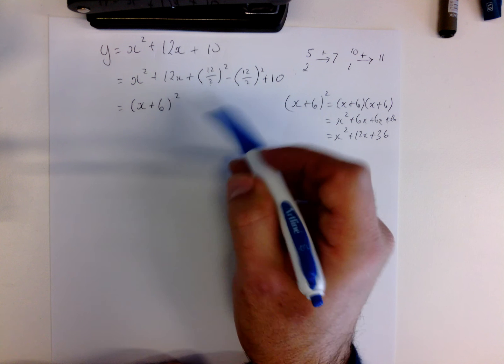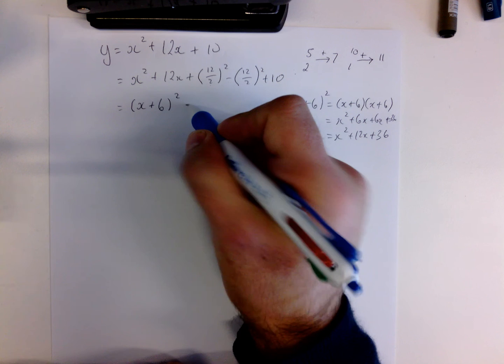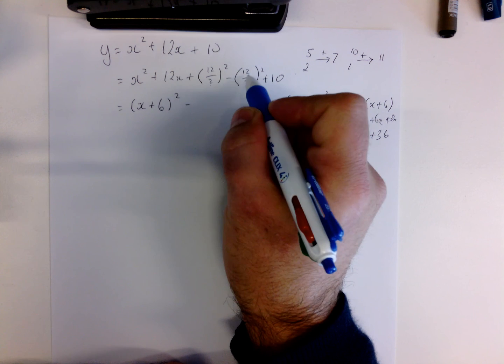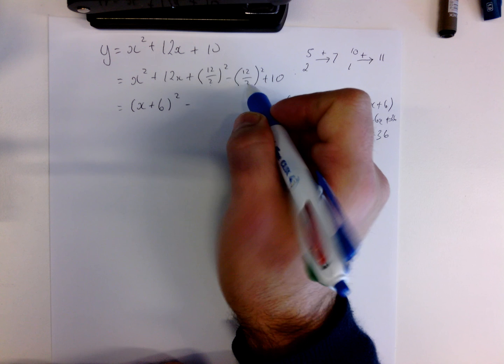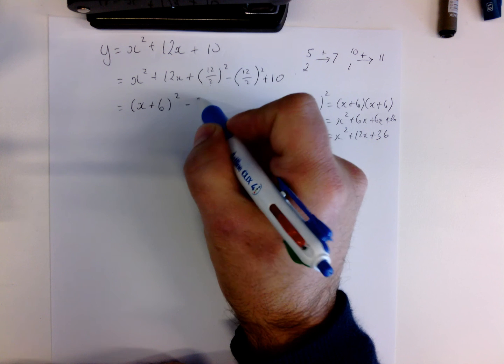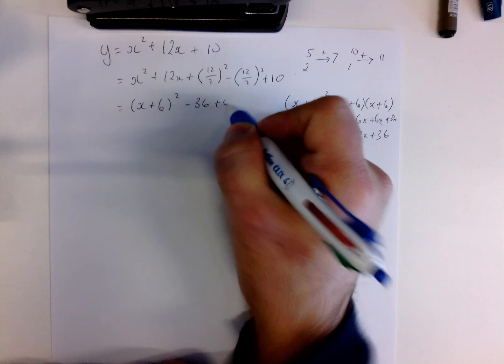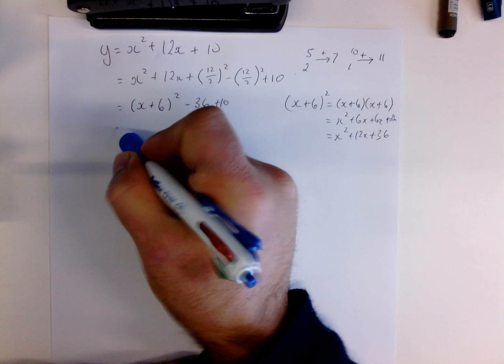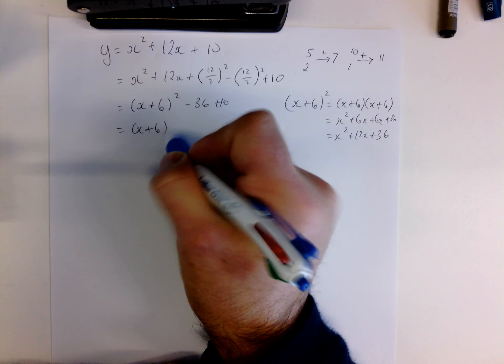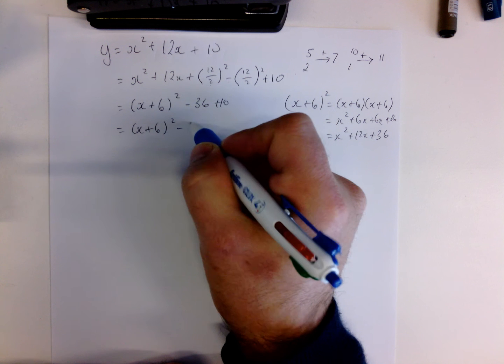We then continue the sum, which gives us 12 over 2 is 6. 6 squared is 36. That's minus 36 plus 10 equals x plus 6 squared minus 26.